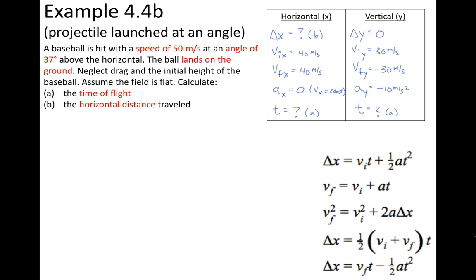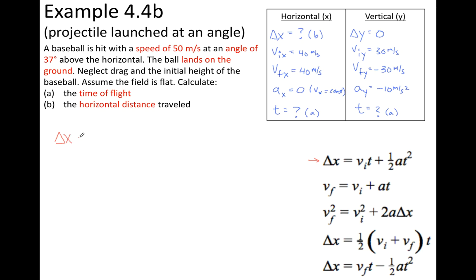Okay, for part B of this problem, we want to calculate the horizontal distance traveled. Well, the horizontal distance is the change in the ball's horizontal position. So I'm solving this for delta x. I have a few options that I can use. I think the most straightforward equation to choose is this first one.